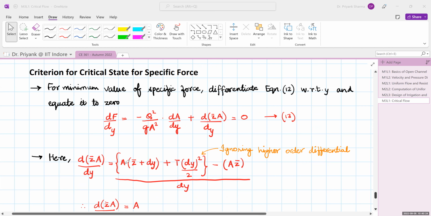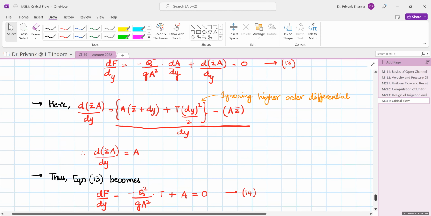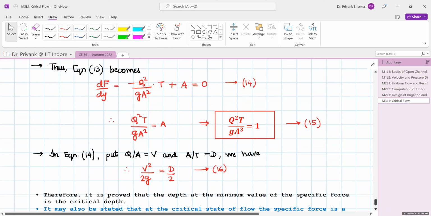This A into z and minus A into z will cancel out. So what you are left with is A dy by dy, and dy by dy again cancels out, so you are remaining with A. So d by dy of z bar into A becomes A. Substituting all that in equation 13, we get dF by dy is minus Q square upon g A square into T plus A. So Q square T upon g A square is equal to A, and that ultimately is Q square T upon g A cube is equal to 1. That brings out that at the critical state, the specific force is minimum.